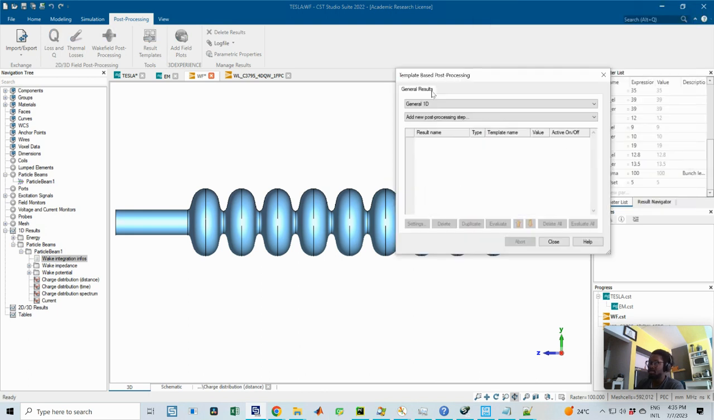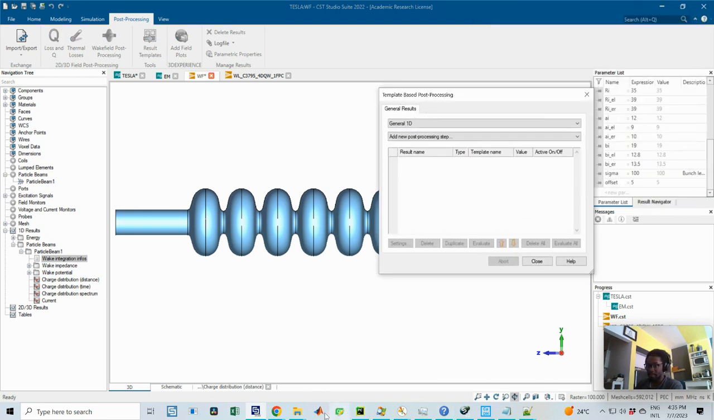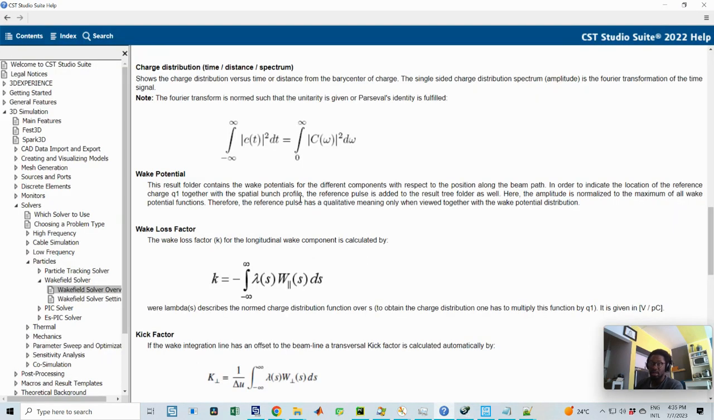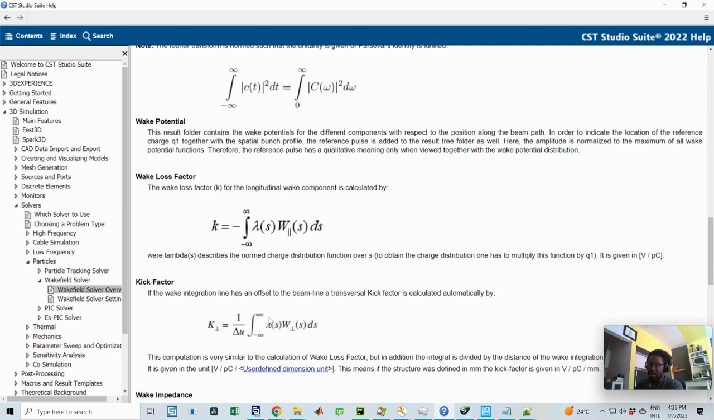Before that, we'll go to the documentation and see the definition of the loss factor. The loss factor is just an integral of the product of the charge distribution and the wake potential. And your kick factor is your transverse wake potential multiplied by your charge distribution, then normalized by the offsets that you gave.